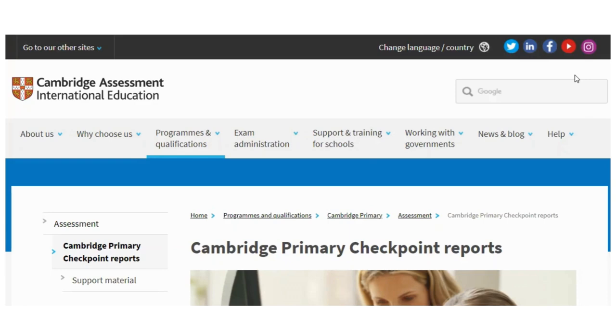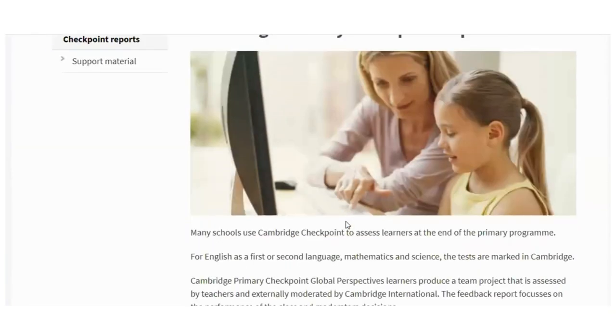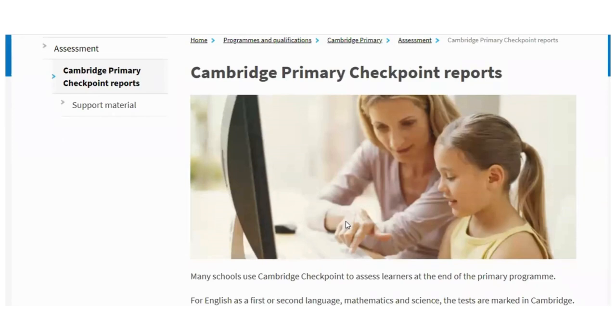First we're going to look into what it is, and then we'll look into how the papers are structured, etc. We have the Primary Checkpoint, which is usually tested in grade 6 by most schools. In terms of syllabus, it's basically everything they learn from grade 4, mainly from grade 5, all the way up to grade 6. So grade 6 content doesn't come up as such. It's mainly grade 4 and grade 5, okay?